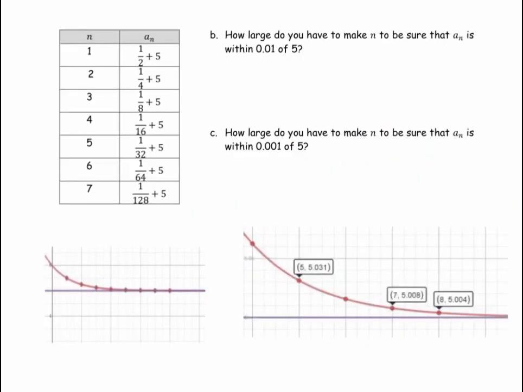What if we wanted to make the terms of the sequence even closer? So how far or how large would you have to make n to be sure that a sub n is within 1/100th of 5? So again, that will mean that a sub n minus 5, we want that to be less than 1/100th. And as usual, that boils down to plugging in our actual formula there.